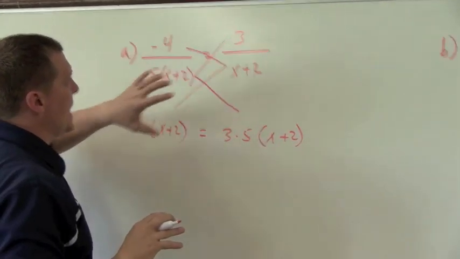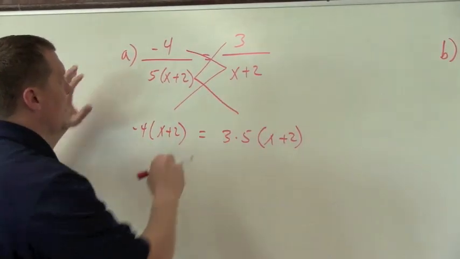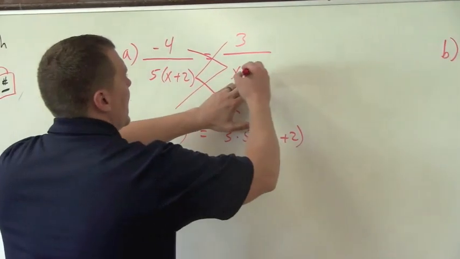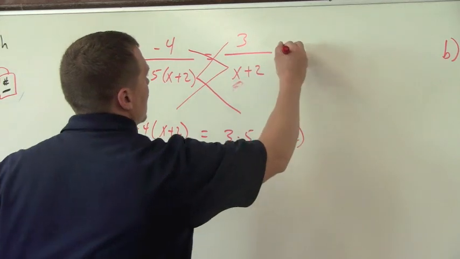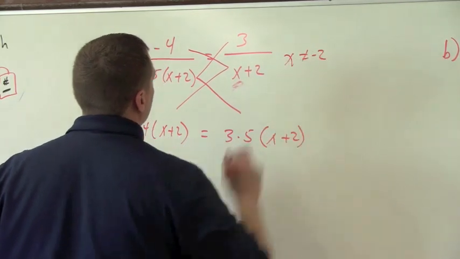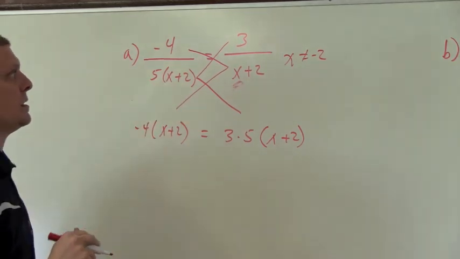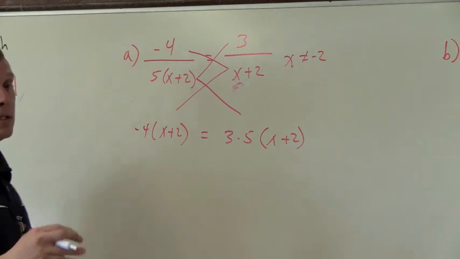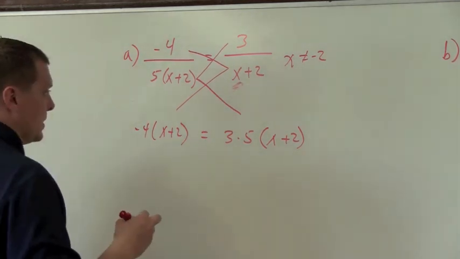Now, before I get to solving, I'm looking at the bottom here. The bottom can never be equal to 0. Is there any number I can plug in for x that would give me a 0 on the bottom? If I plug in a -2 for x, that would give me a 0. I can't have that. So x cannot be -2. Over here it's the same thing, because if I plug in a -2, that would give me 0. So any solution will work as long as it's not -2. Let's continue solving.